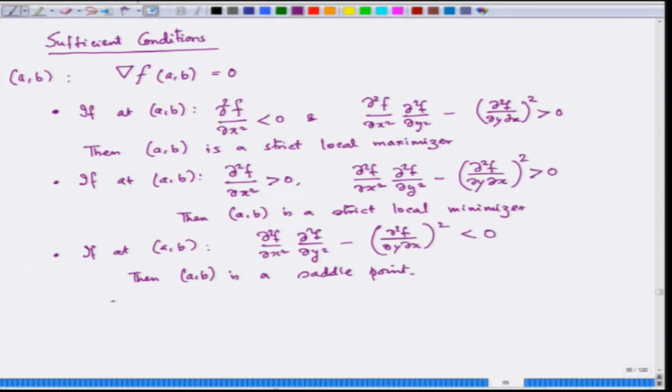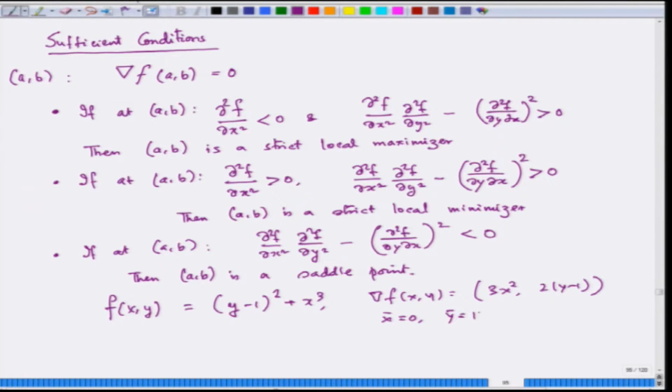If you have a function of two variables, take an example f(x, y) = (y - 1)^2 + x^3. Here if you compute grad f(x, y), you simply get (3x^2, 2(y - 1)), and so x bar equal to 0 and y bar equal to 1 is the only critical point. But this critical point is neither a local minimum or a global minimum, nor a local maximum or a global maximum.